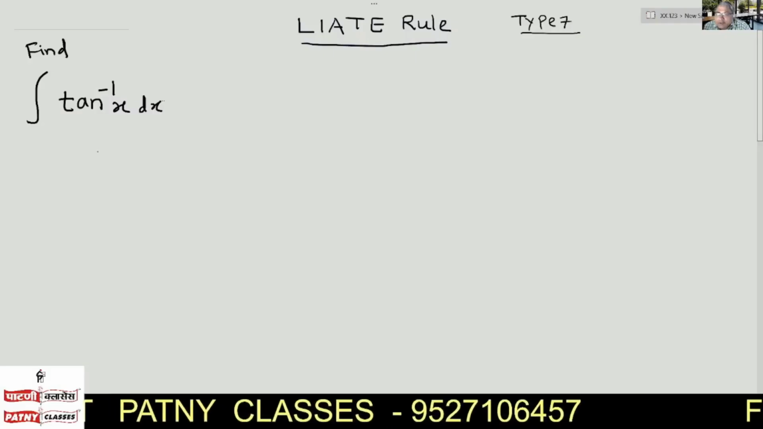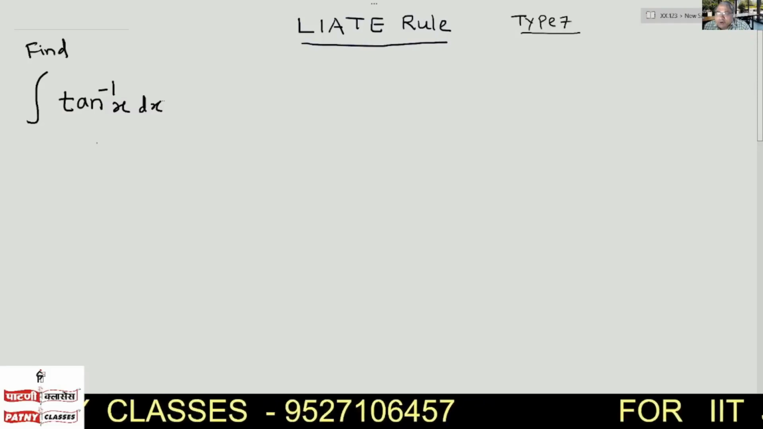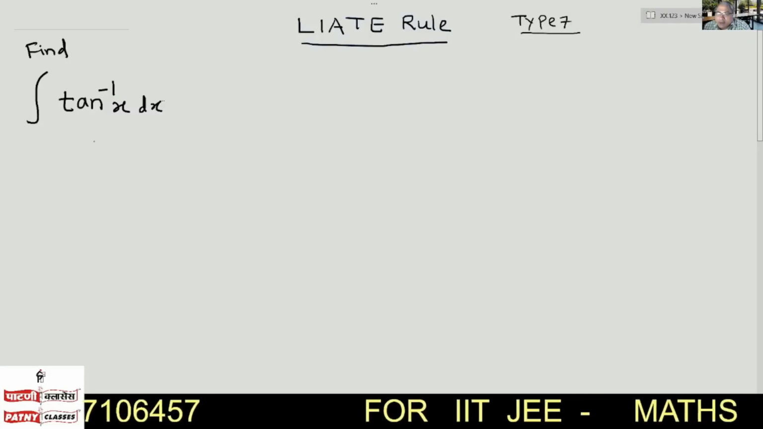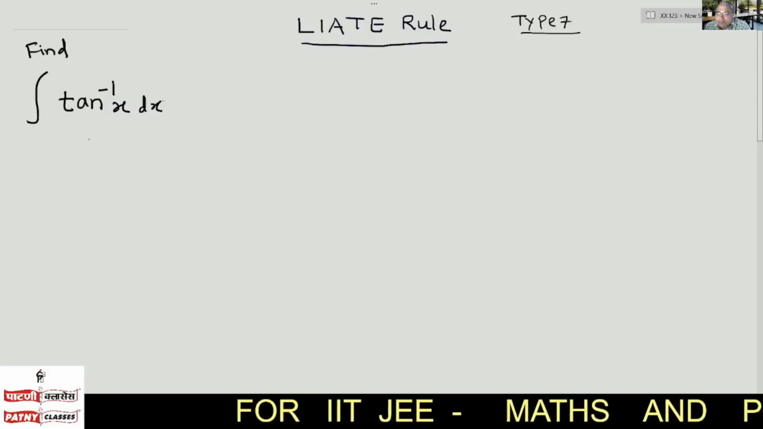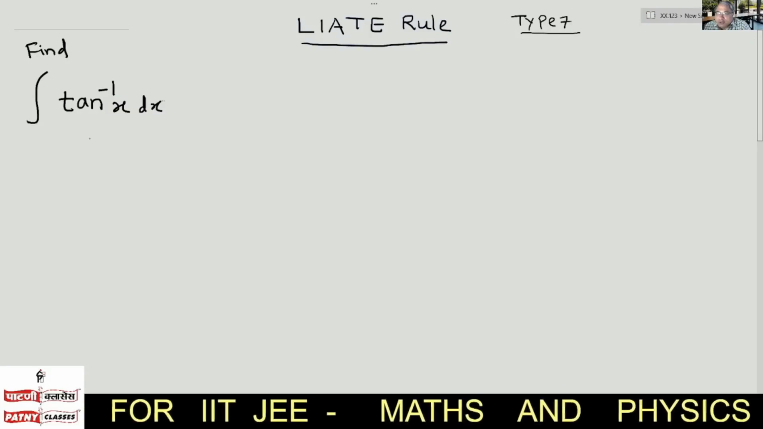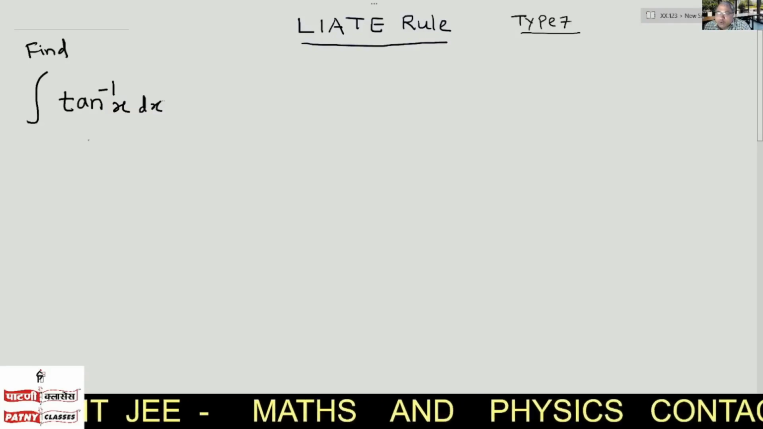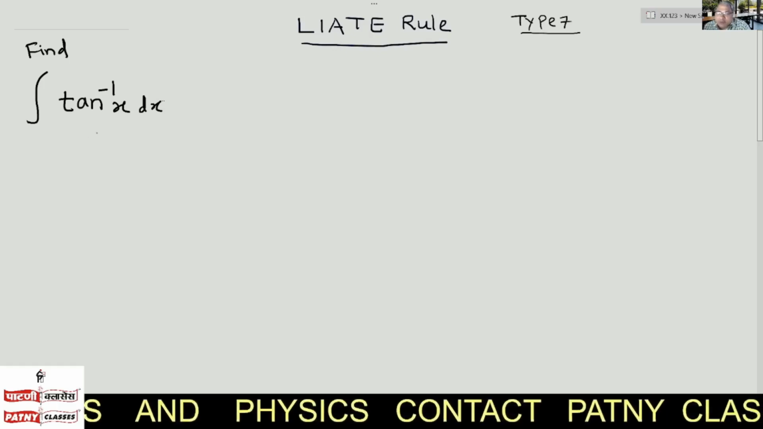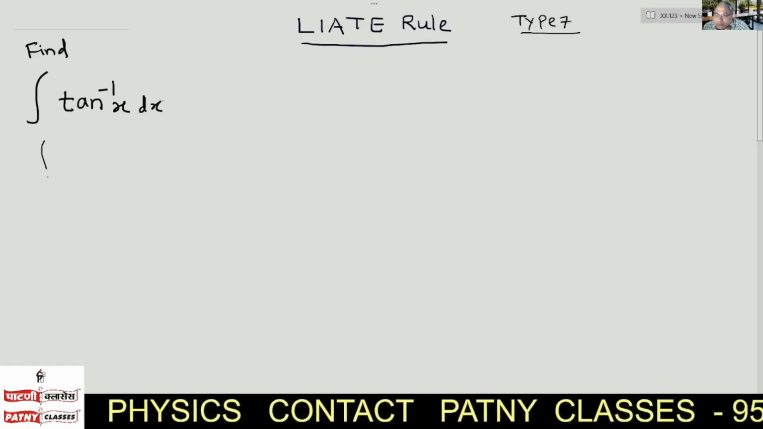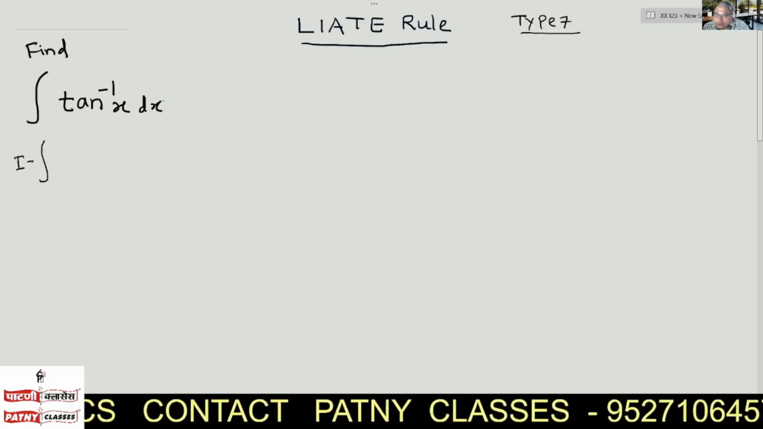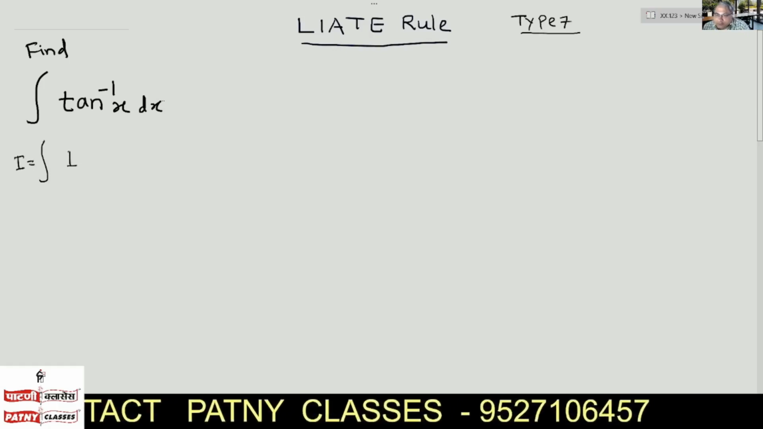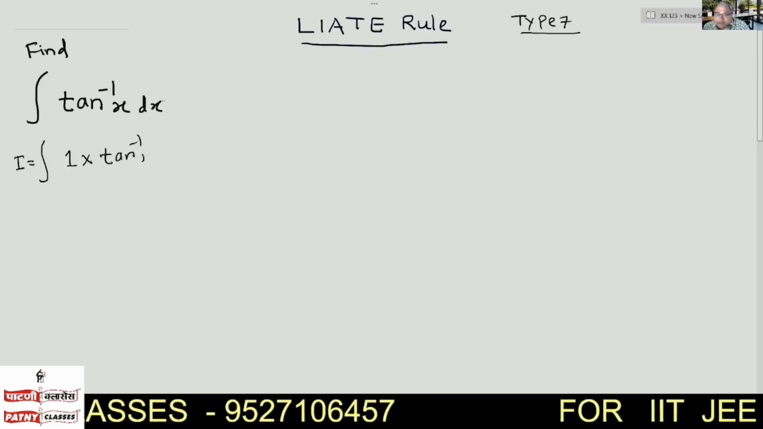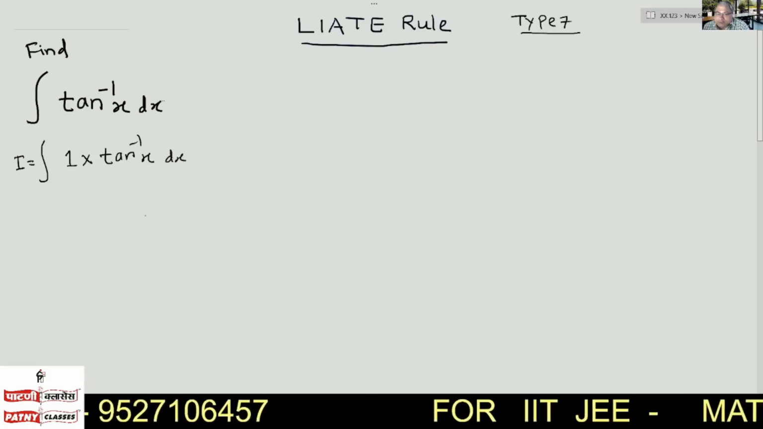Consider the next example, integration of tan inverse x with respect to x. In this example, only one function is given. Two functions are not given. Till now we were speaking of u and v, the two functions together. But here the second function is not given. Then what can we do? We can write I equals to 1 multiplied by tan inverse x with respect to x.